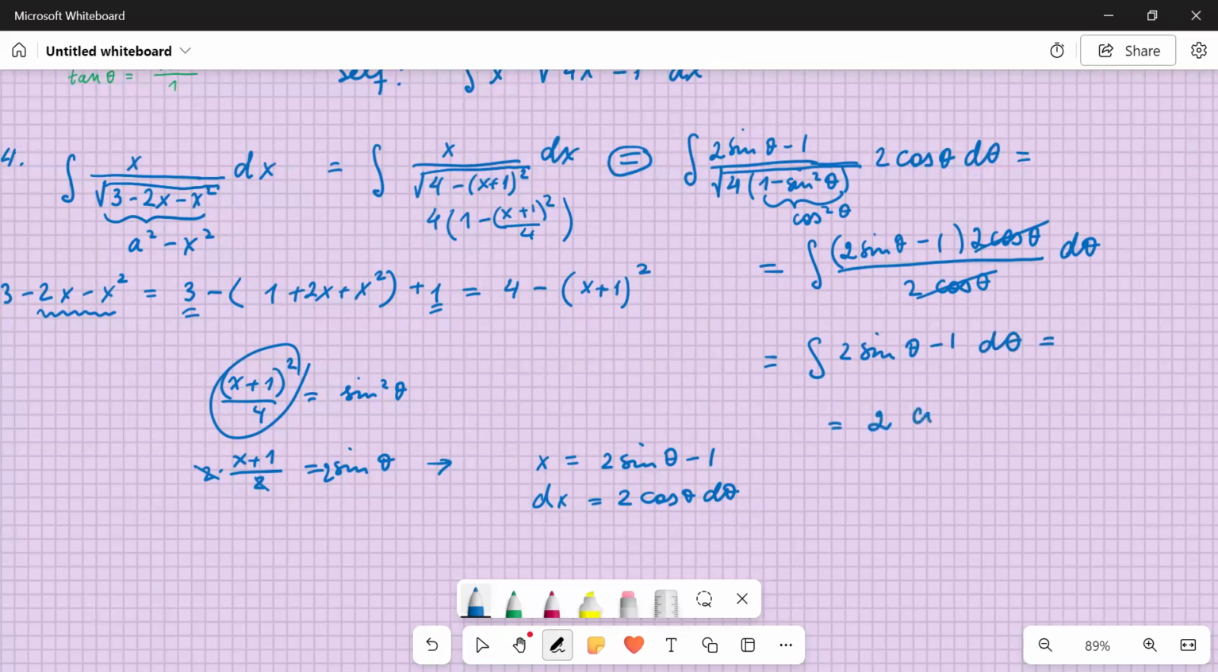And that's going to give me 2 cosine of theta, right? Minus theta. And probably a minus here, because if I differentiate cosine, I'm supposed to get minus sine. So I'll need an extra minus here.